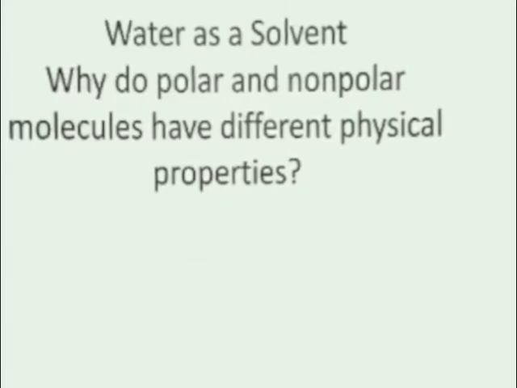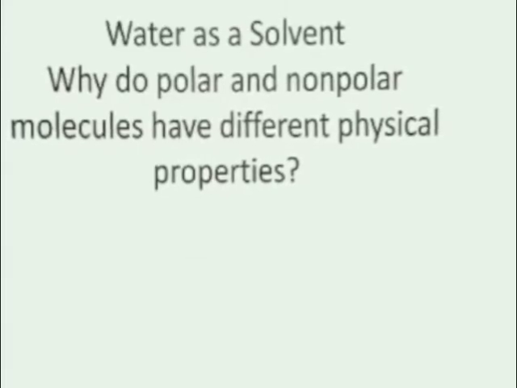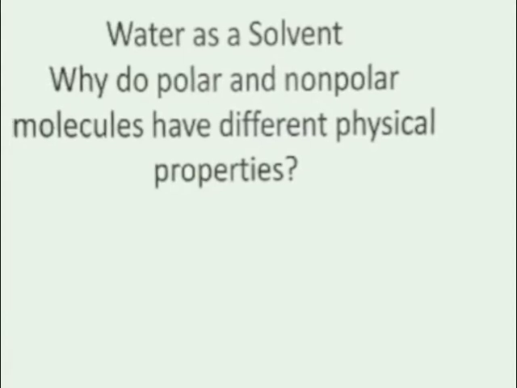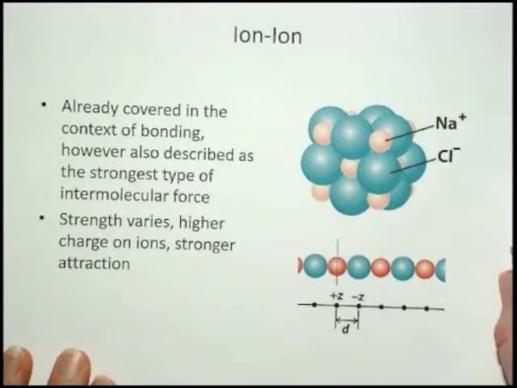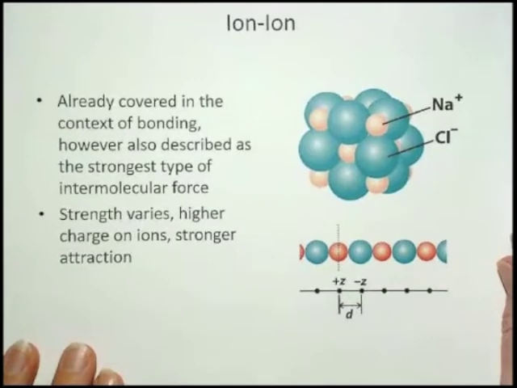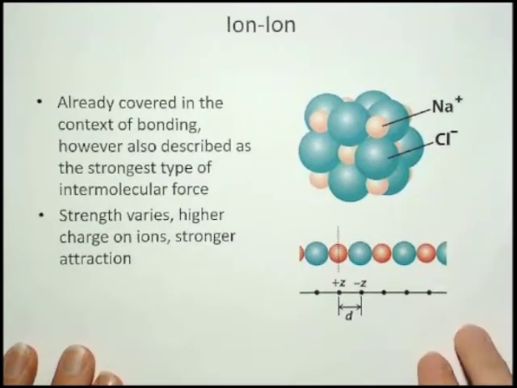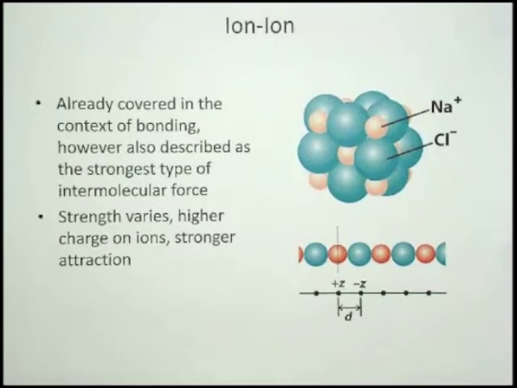We're talking about intermolecular forces, and right now I'm going to describe to you the different types of intermolecular forces in a little bit more detail. The strongest type of intermolecular force, as we've already mentioned, is the ion-ion force. We've already covered this in the context of bonding when we first introduced different types of molecules and compounds, covalent versus ionic. However, this ion-ion force is also described as the strongest type of intermolecular force because of the discrete nature of the ions.